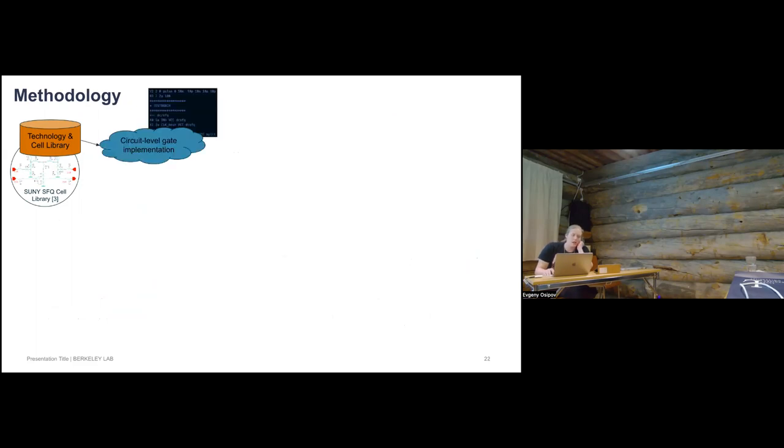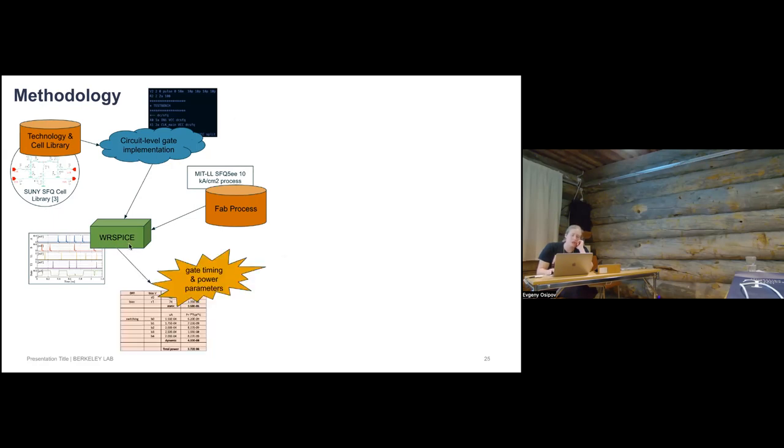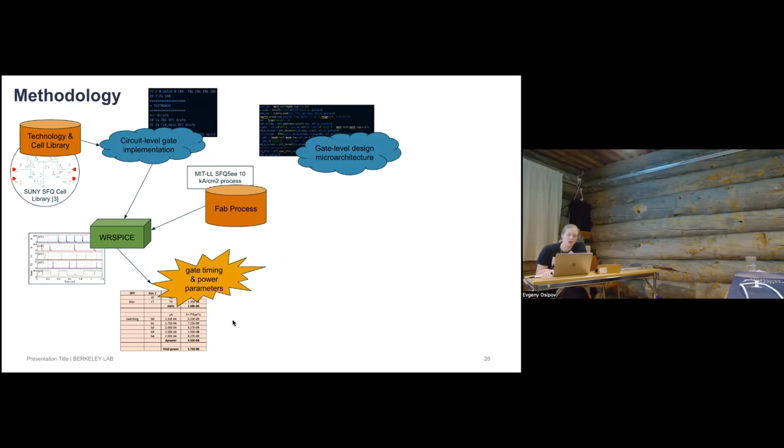Using that, you design your circuits and your gates on a physical level. So you have a lot of descriptors of the actual Josephson junctions and their critical currents and all of these physical constants. You combine that with whatever your fabrication process is, and you simulate these gates at a really low level using a program called WRSpice. This is used to extract the gate timing and power parameters.